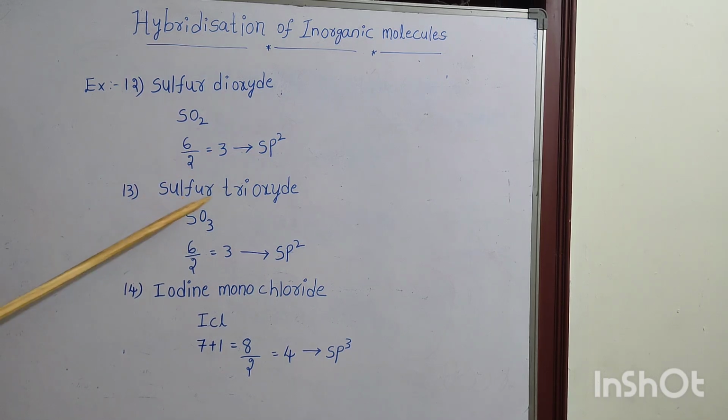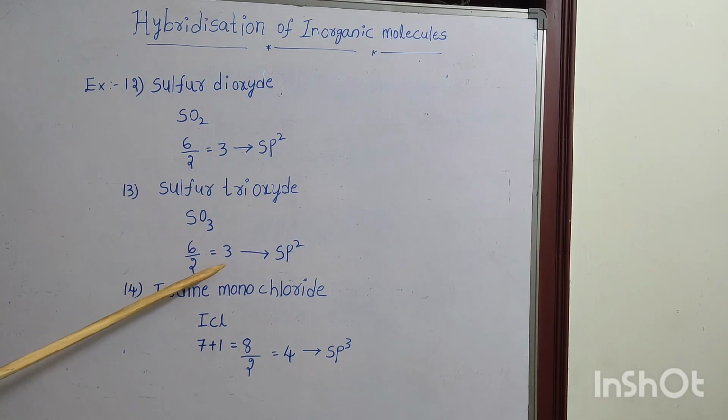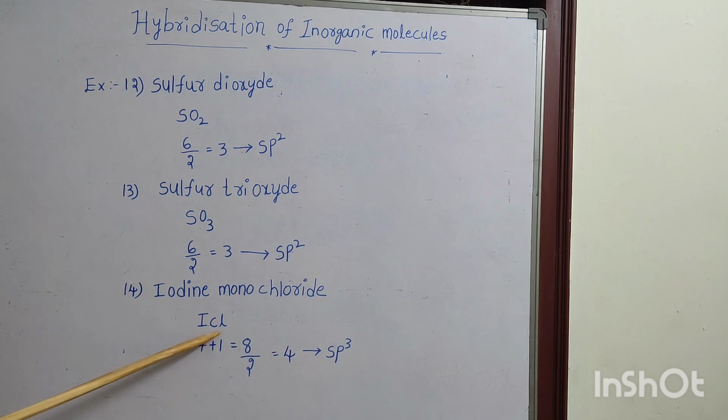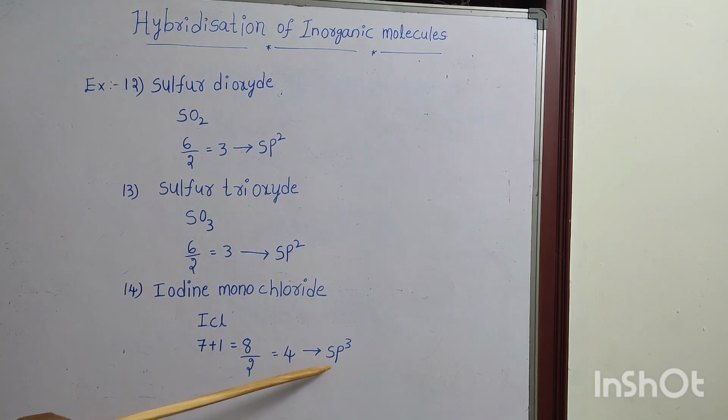Next, sulfur trioxide, SO3. Here also the same. We take the valency of sulfur 6 divided by 2. We neglect the oxygen valency. So 6 divided by 2, we get the quotient 3. That means sp2 hybridization. Next example, iodine monochloride. In this molecule, iodine is a 7A group element. So valency is 7 plus 1 chlorine atom. 7 plus 1, 8. Divided by 2, we get the quotient 4. That means sp3 hybridization.